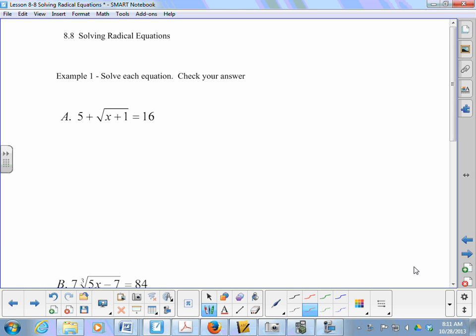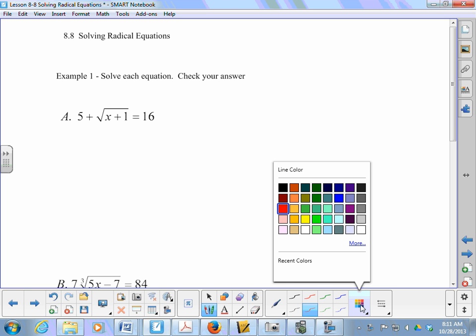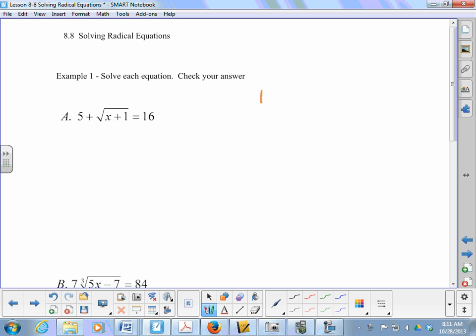Okay, so the last lesson in chapter 8 we're going to do is called solving radical equations. And when you're solving radical equations, there's one step that you must adhere to regardless of the situation it is, and you must do this first. Number 1. First step always, you have to isolate the radical.